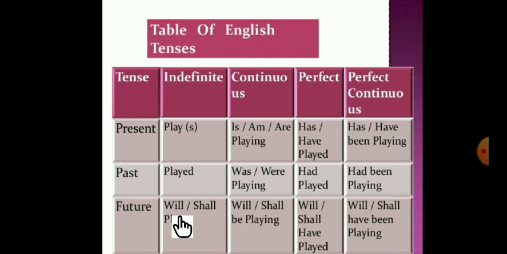Now comes past perfect continuous, what it is, had been playing. Okay, now comes future one, a simple future, what it is, will/shall play. Then future continuous tense, will or shall be playing. Then comes future perfect tense, will/shall have played. Then comes future perfect continuous, will/shall have been playing.